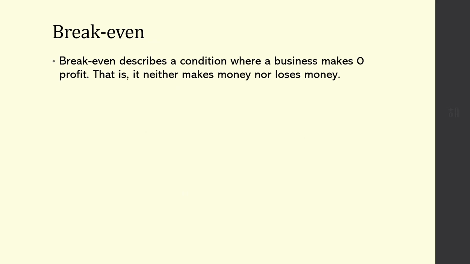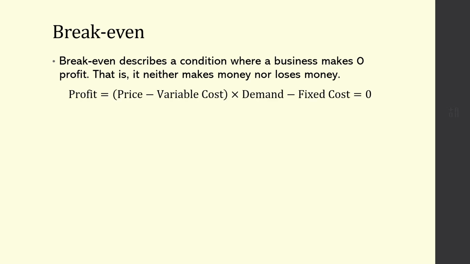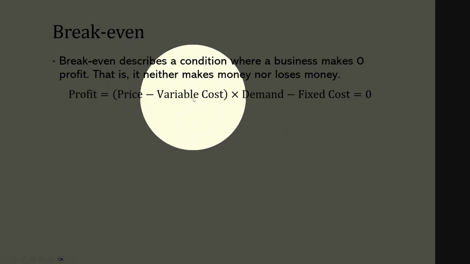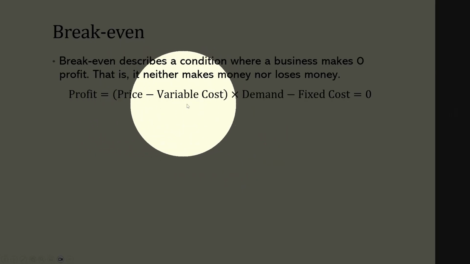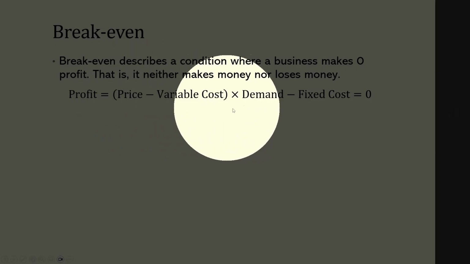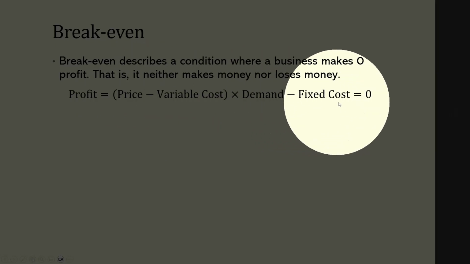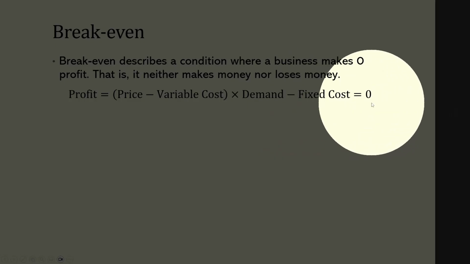And finally, break-even. Break-even describes a condition where a business makes zero profit. That is, the business neither makes money nor loses money. Here I'm going to give you the full formula for calculating profit. So the profit is equal to price minus variable cost. Mind you that this is basically the profit margin, times the demand. And then with that number minus the fixed cost equals to 0. That gives us break even.